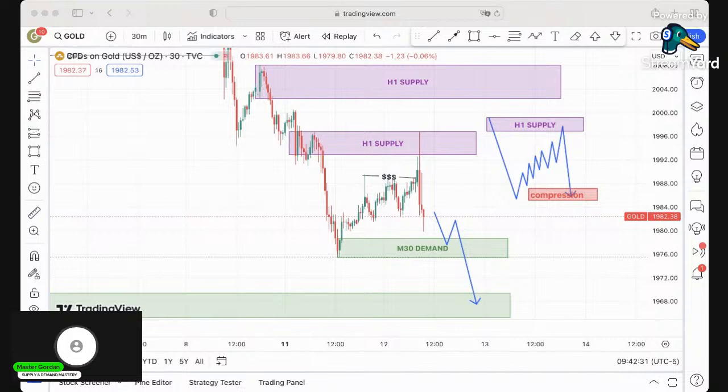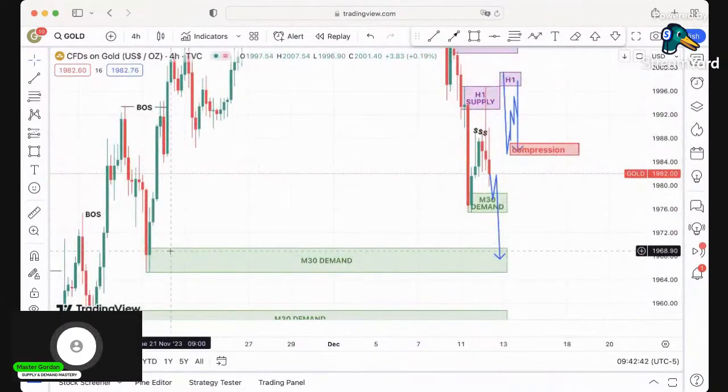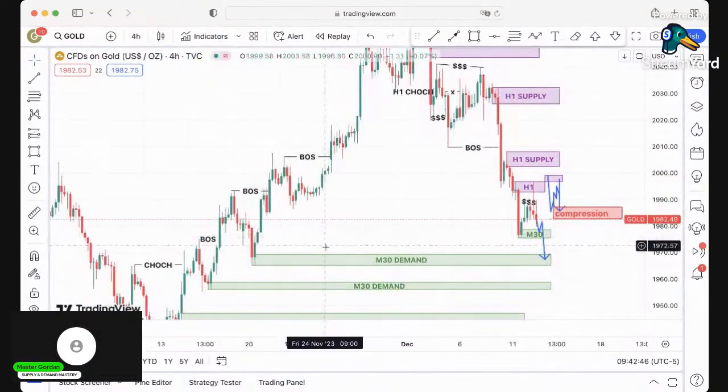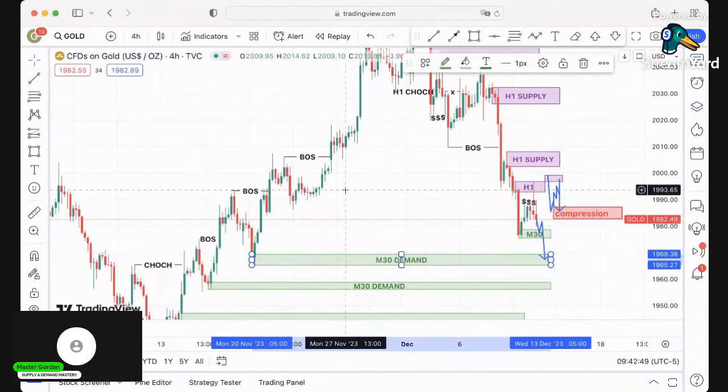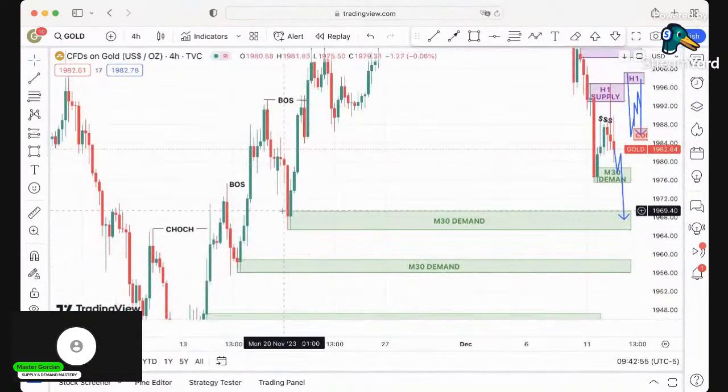Why don't you check mainly the higher time frame? Yes, of course, I have checked with the higher time frame. So as you can see the zone right here, when the zone is aligned with our higher time frame, this is H4. You see, this is the H4 previous support, also the previous demand zone.